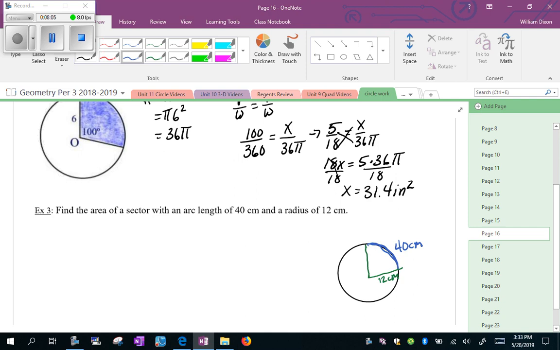So the first thing I'm going to do, I'm going to do two things. One, I'm going to find the area of the entire circle. So I'm going to do that now. So area equals, sorry about that A, pi r squared. And then that's going to be pi times, well, the radius is 12, that's 12 squared, or it equals 144 pi.